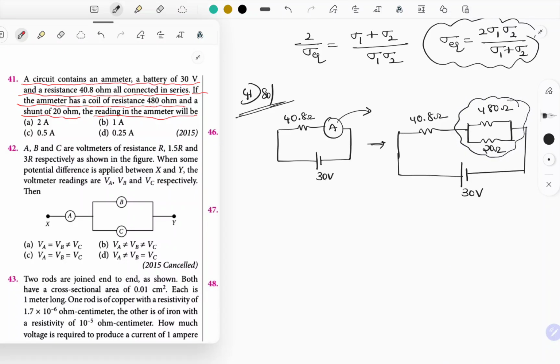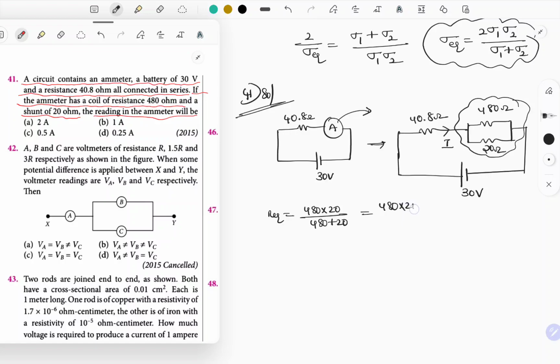So this is completely the ammeter. Current flowing through the ammeter, in the sense we have to find out the series current. That's all. Current flowing through this series circuit. First of all, let me find out the equivalent resistance of this parallel combination of resistors, the internal resistance of the ammeter. 480 and 20 are connected in parallel. Then R equivalent of that ammeter alone is going to be 480 into 20 by 480 plus 20, which is equal to 500, right?